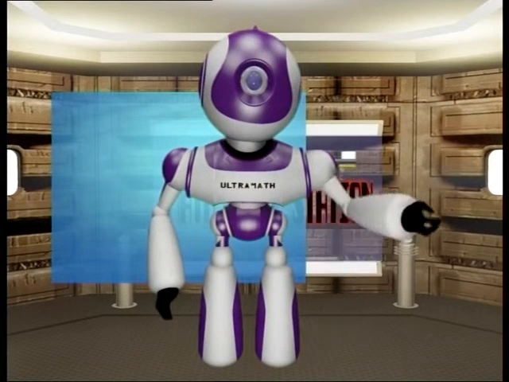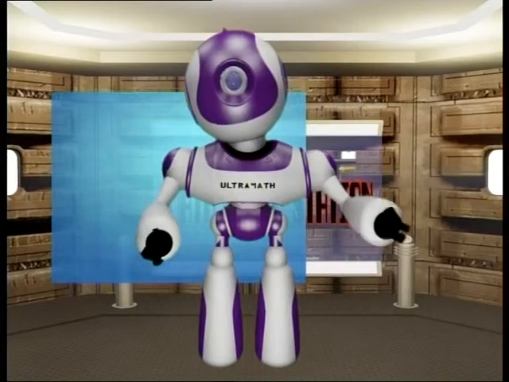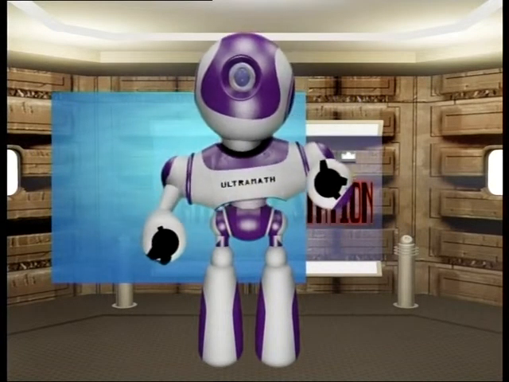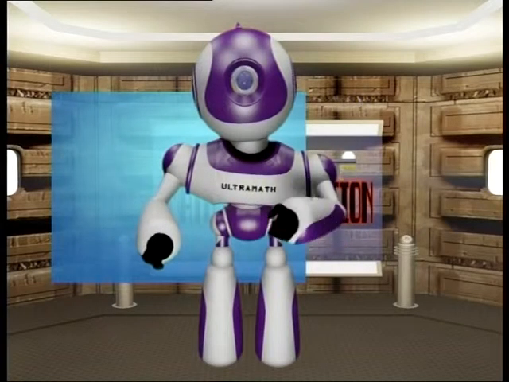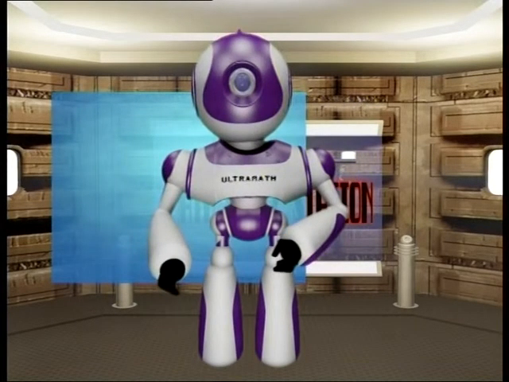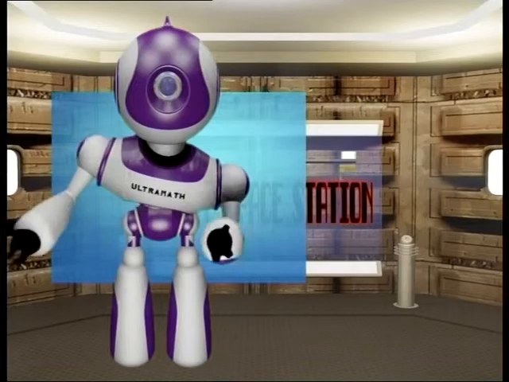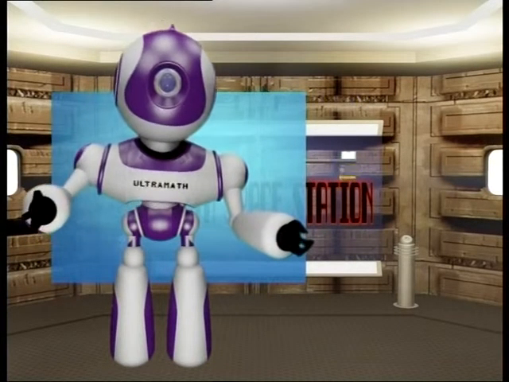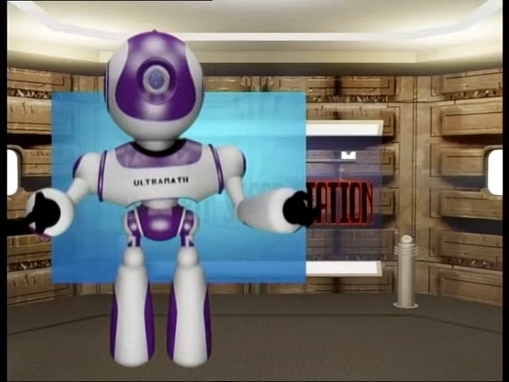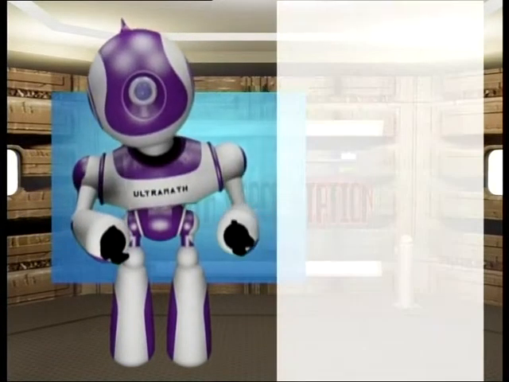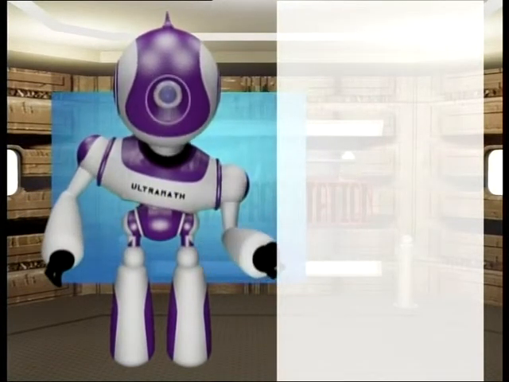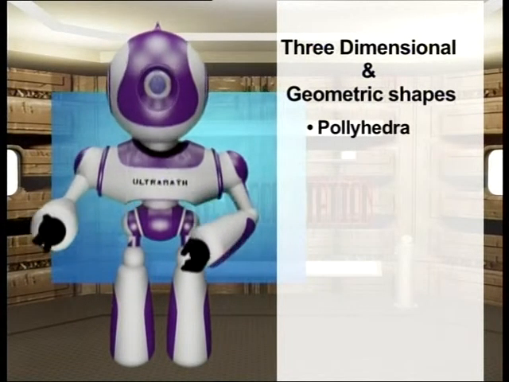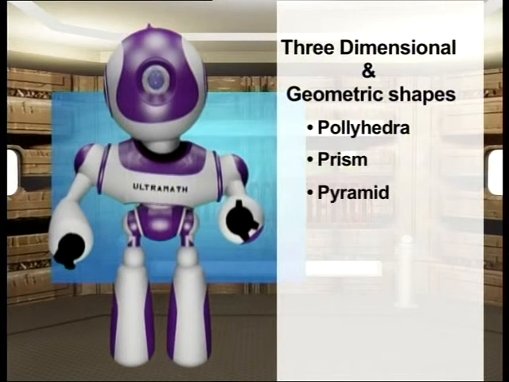Three-dimensional shape is an object or shape that has faces, edges, and vertices, with the exception of the shape named sphere. We live in a three-dimensional shape world. Every object you see or touch has a three-dimensional shape that can be measured. The room or space we are in right now can be described as a three-dimensional shape too. There are a lot of three-dimensional geometric shapes that can be divided into polyhedra, prism, and pyramid.